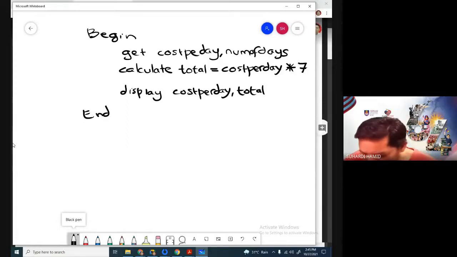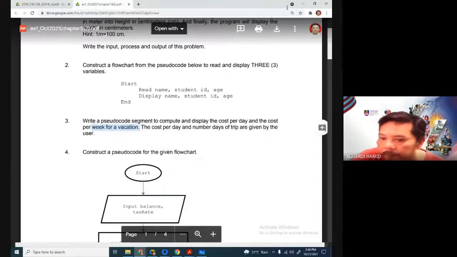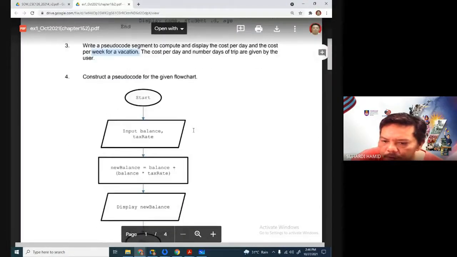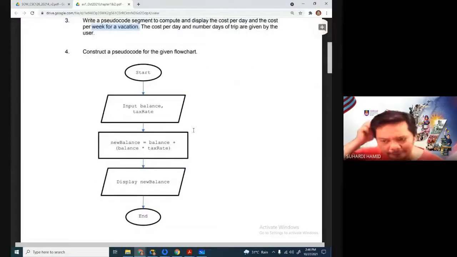Move along to the next question, or the next answer. Let's have a look at the question. Construct a pseudocode for the given flow chart. Start, input balance and tax rate. New balance equal balance plus balance multiplied by tax rate. Display new balance and end.